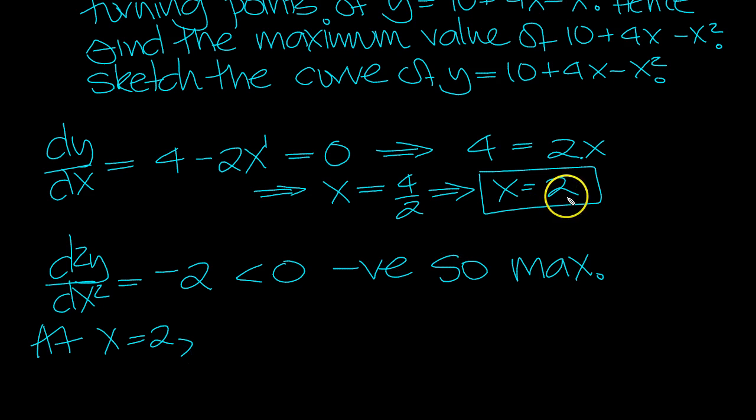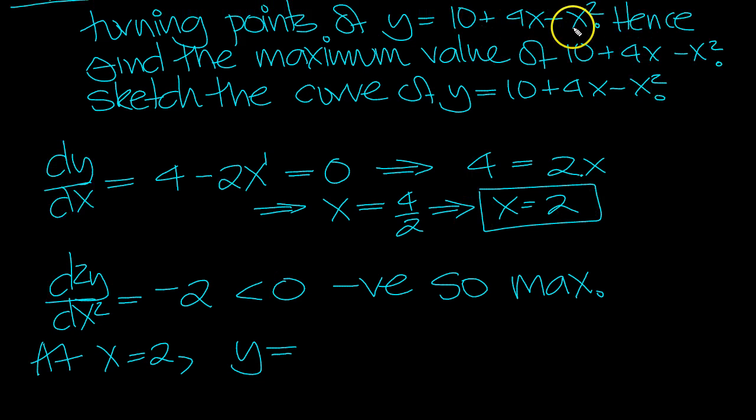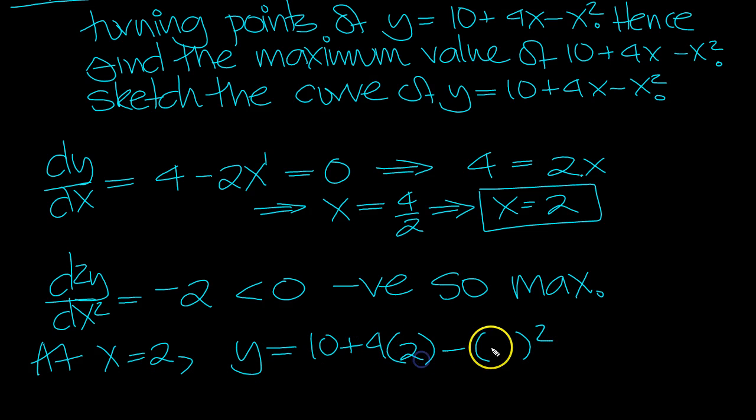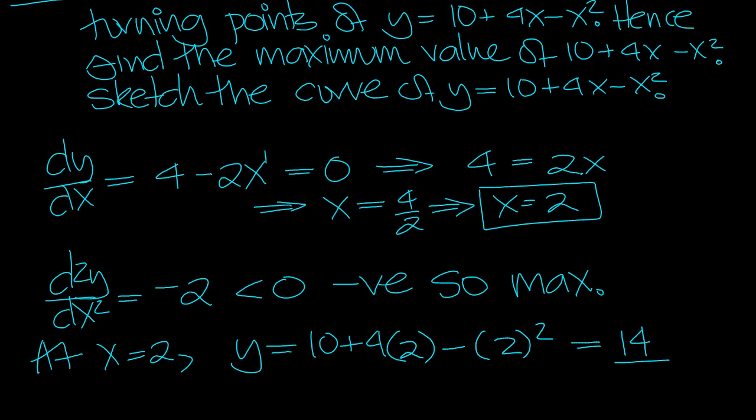A local maximum turning point, so x equals 2, what does y equal? It was 10 plus 4x minus x squared, and the input value for x is 2. 10 plus 8 is 18, minus 4, 2 squared is 4, 18 minus 4 is 14. So there's the maximum value, and then it says sketch the curve.